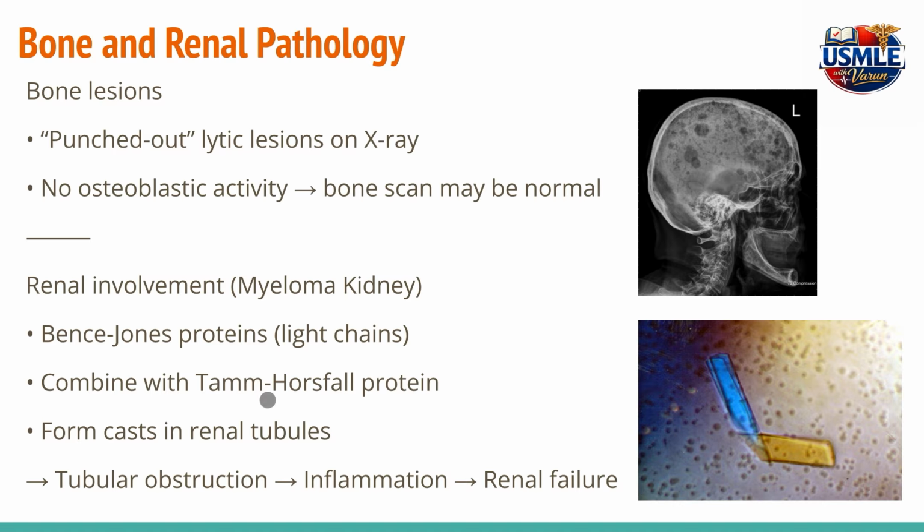So these light chains are called Bence-Jones proteins. When they combine with Tamm-Horsfall proteins, they form casts in the renal tubules, and whenever these casts obstruct the tubular lumen, this can lead to inflammation, and this eventually can lead to renal failure.